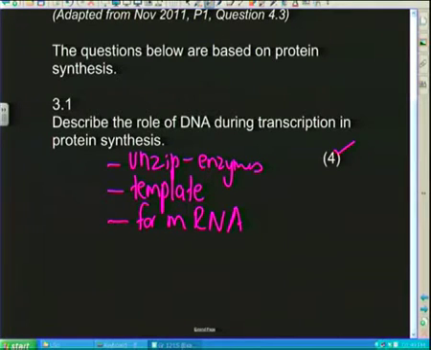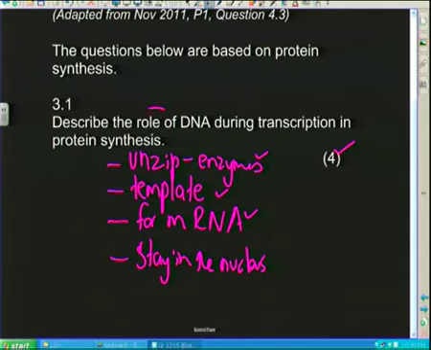Believe it or not, those two are 2 different marks. So just by saying that, you will get, all right? And then the last thing that it's going to do, where must it stay? And I said that earlier, it must stay in the nucleus. Okay, again, the question, what is the role of DNA? They did not ask you to describe the process of translation and transcription.